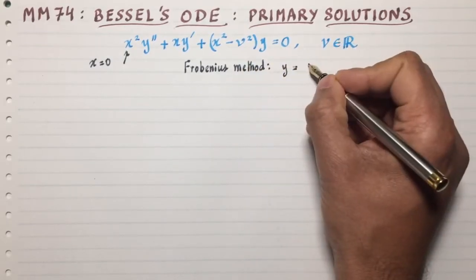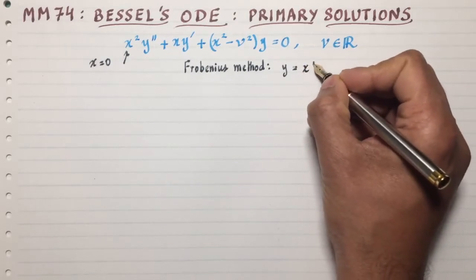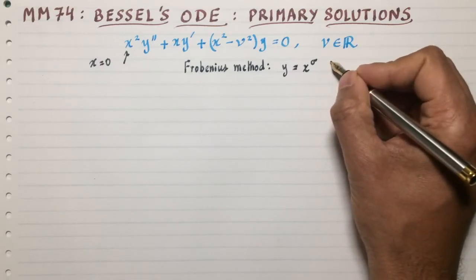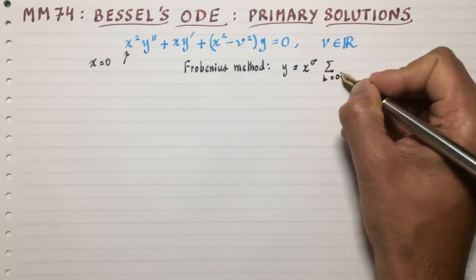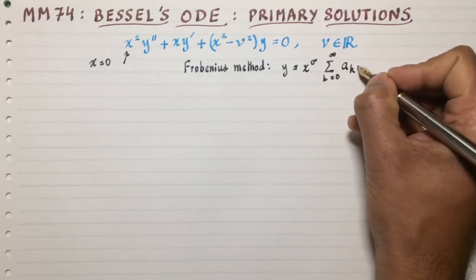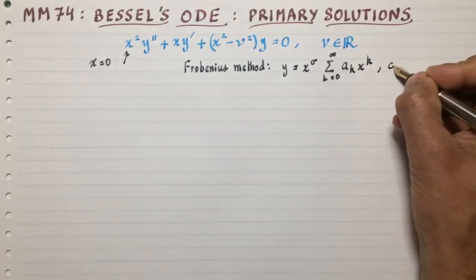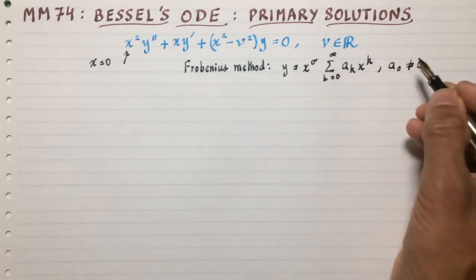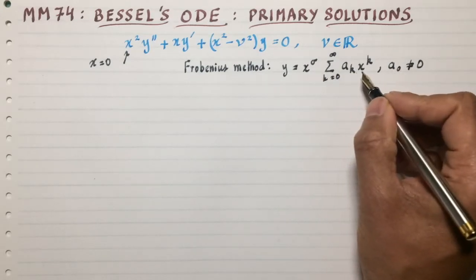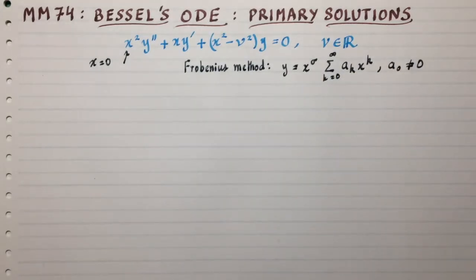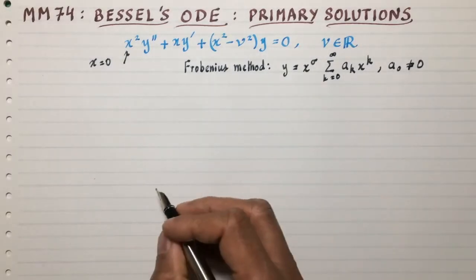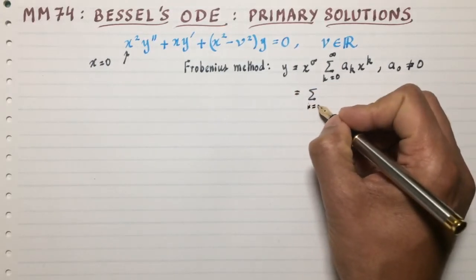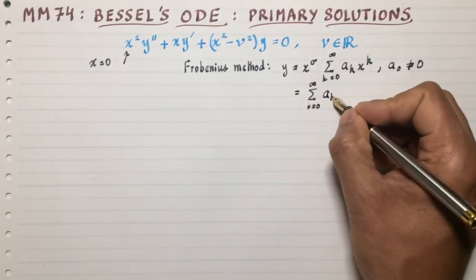y equals x to the power sigma, the characteristic exponent it's sometimes called, times the sum from k equal to 0 to infinity of a_k x to the k, with the stipulation that a naught not be equal to 0, because the purpose of doing this modification is to make sure that the lowest coefficient term is not a constant. So now that you have this, we can pull it inside and write it as the sum from k equal to 0 to infinity of a_k x to the k plus sigma.